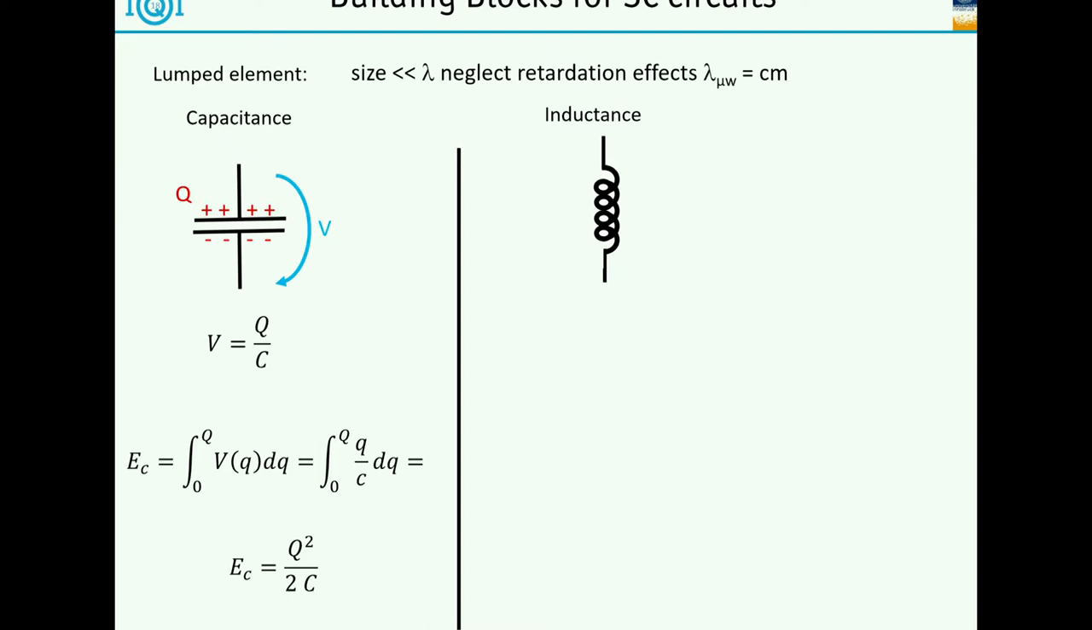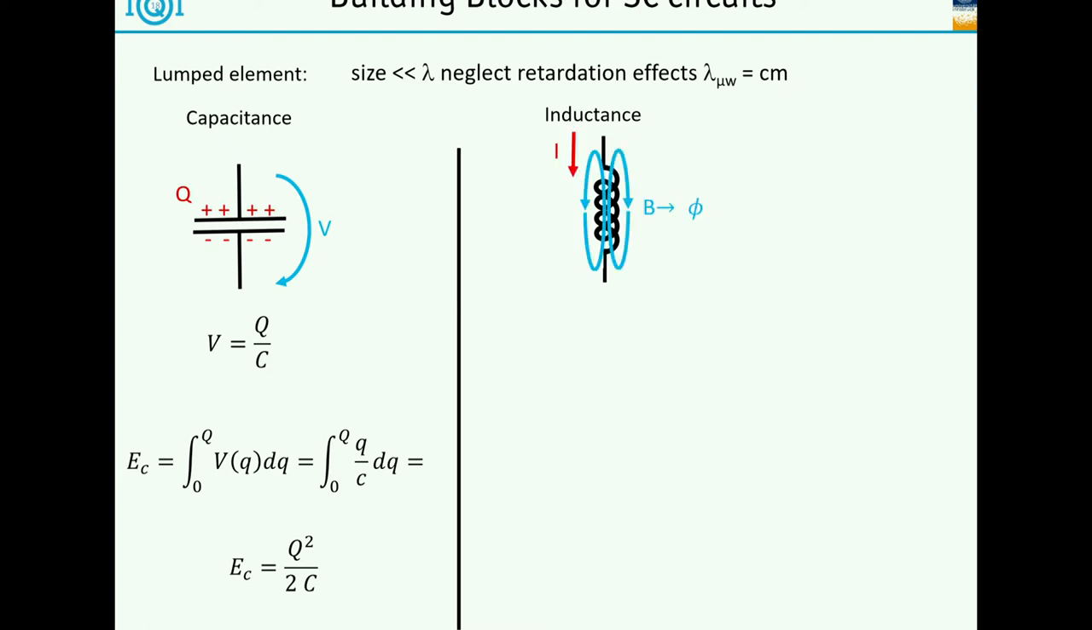So for the energy stored in such a capacitor, all I have to do is integrate over the voltage, and I know from this relation that essentially I'm adding charges one by one, and I calculate the energy I get out in the end. If I do this, I end up with an equation you should be familiar with: the energy stored in such a capacitance is the charge squared divided by 2 times the capacitance.